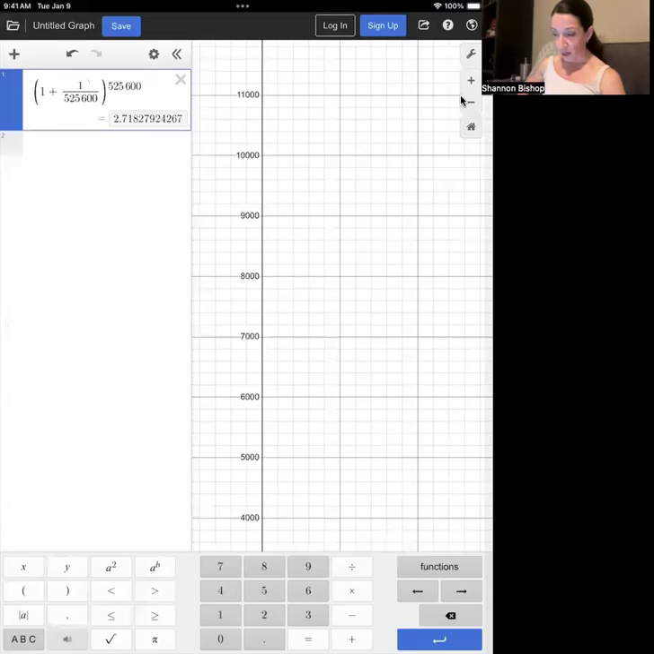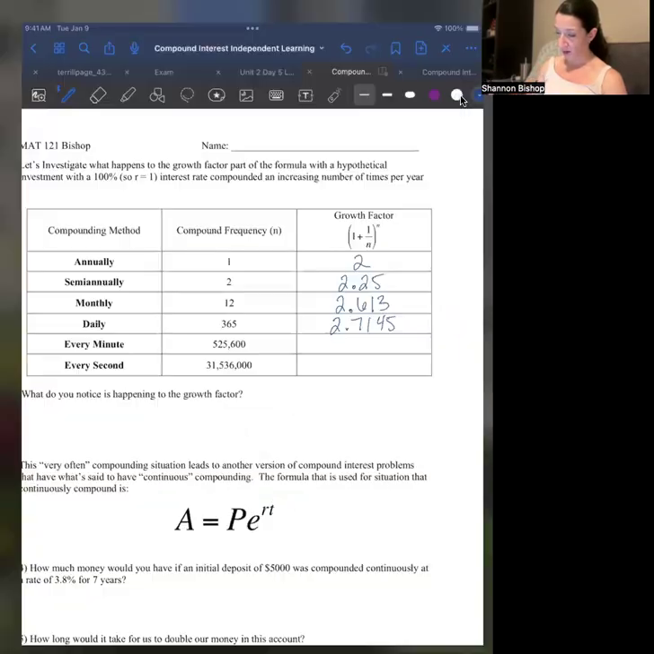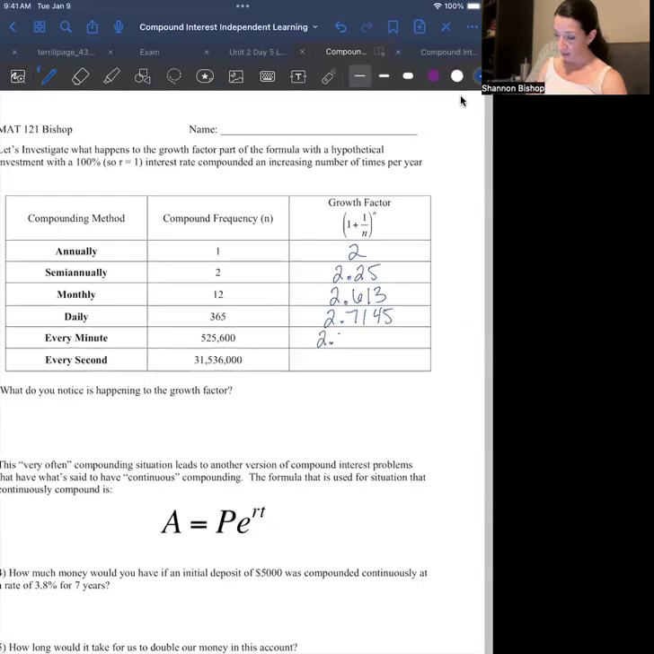So now we have 2.7 18279. Now you might be wondering why I'm writing so many decimals, and it's because I want to make sure that I can tell the difference from one line to the next.